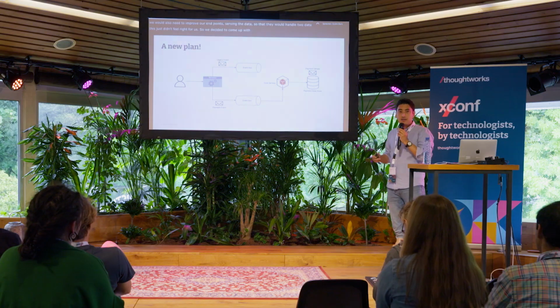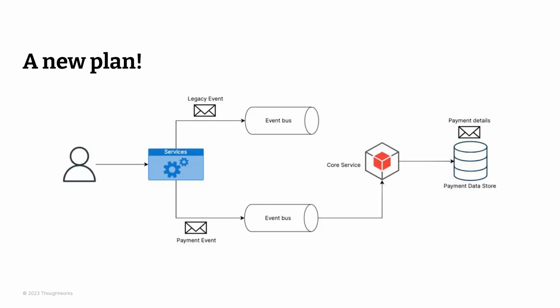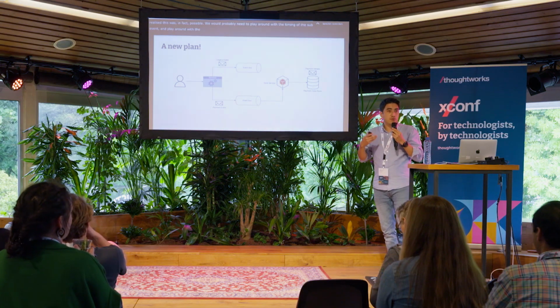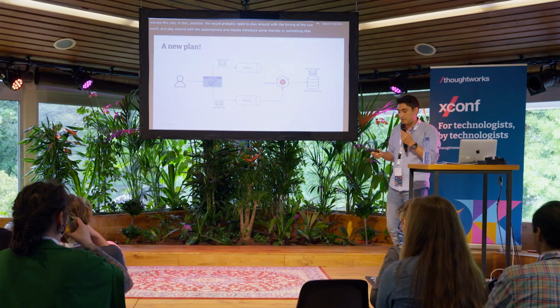And sometimes, a simple solution is better. So we kind of asked ourselves, can we just swap the connection from one stream to the other, and that's it? We would maybe introduce a converter so that the remaining flow of our core service would remain intact, right? Well, we realized that this was in fact possible. We would probably just need to play around with the timing of the subscriptions for each event and maybe introduce some metrics or something that would support our migration and make it observable, right?